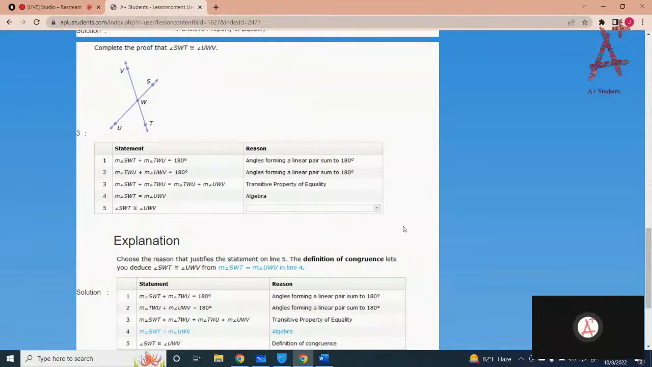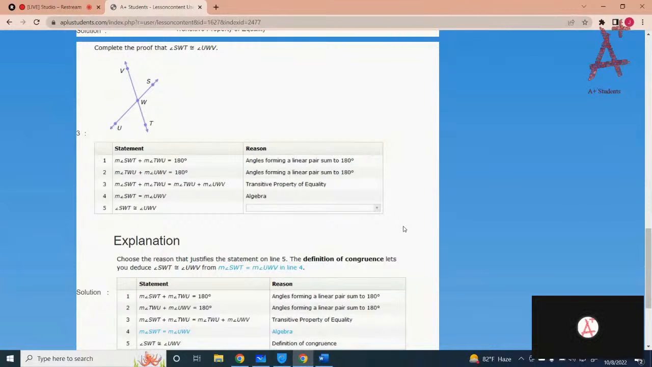You are given the measurement of angle SWT plus the measurement of angle TWU equals 180 degrees. Then the measurement of angle TWU plus the measurement of angle UWV equals 180 degrees. So they both are equal according to the transitive property of equality we just did.